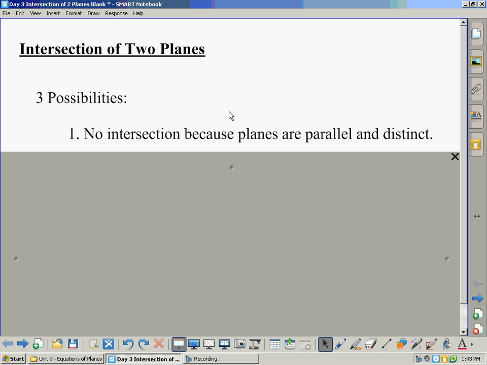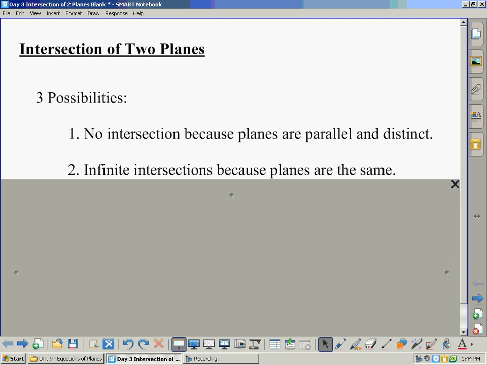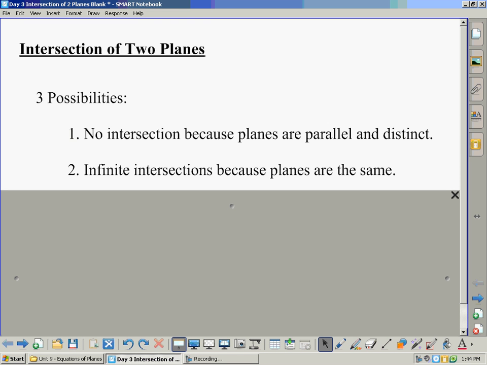The second case is when they're parallel and not distinct, which means that in fact they are the same plane. Now remember, that's not always obvious because planes can be described using normals, scalar multiples of normals, or the two direction vectors. And there's multiple direction vectors you can have. So depending on what direction vectors you have, it might not be obvious that the two planes are in fact the same plane. But if you do have parallel planes and it turns out that they're the same, then you have infinite intersections because the planes are the same.